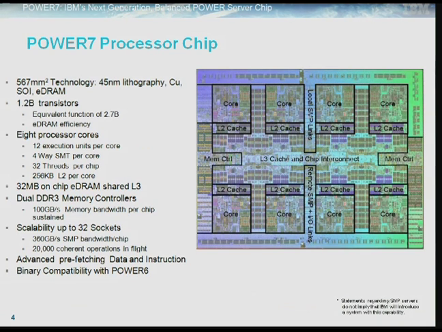Okay, here's a die photo of the Power 7 chip. Power 7 is fabricated in IBM's 45 nanometer silicon on insulator technology using copper interconnect and embedded DRAM for the L3. The chip is 567 millimeters squared and contains 1.2 billion actual transistors. However, if you consider that each EDRAM cell on the chip is actually the equivalent function of a 6-transistor SRAM cell, the chip actually has the equivalent of 2.7 billion transistors.